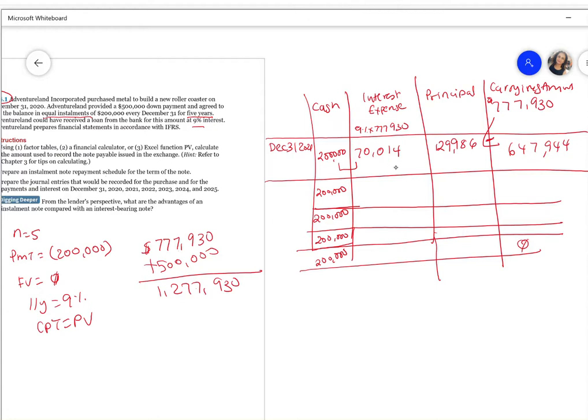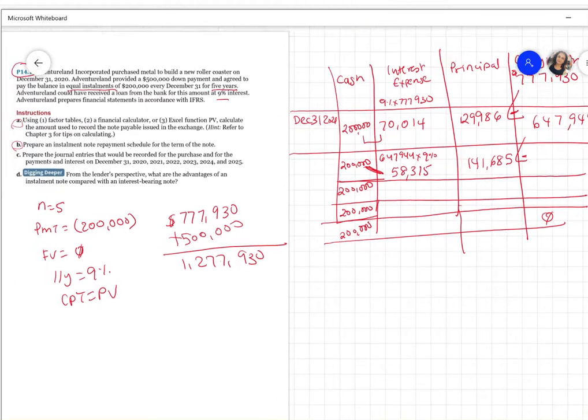When you calculate your next payment, which is your second payment, you take the carrying value of your note and multiply by the 9% to calculate your interest expense. In this case, it is 558,315. I take these two numbers and subtract them from each other, and I get the balance that I paid off as principal. So you can continue finishing the table, and let's see what the other part of the question is asking us to do.